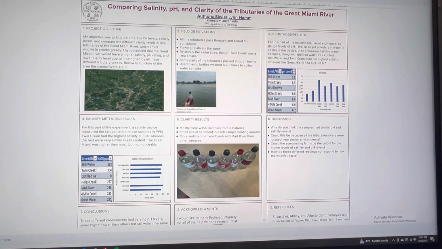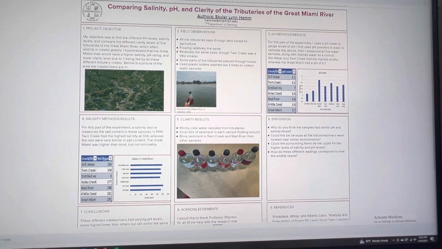The pH methods and results. For this part of the experiment, I used a pH meter to gauge the levels of the pH. I first used the pH powders in regular water to ground the device so that I could use it as a base. And I measured all the water samples along with the distilled water as a control. Still water in Twin Creek had the highest acidity, whereas the Great Miami had only a pH of 6.7, which I did not expect, especially in a town.